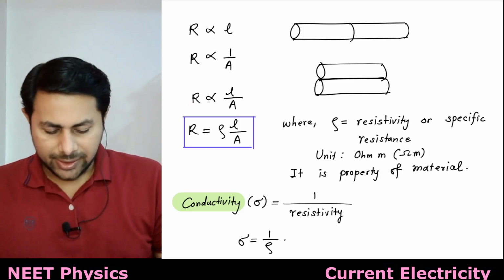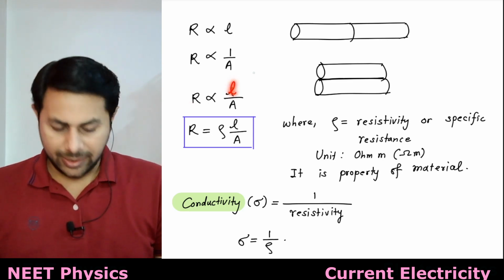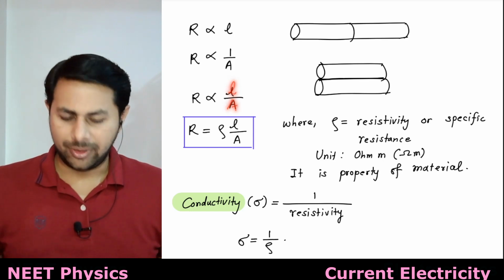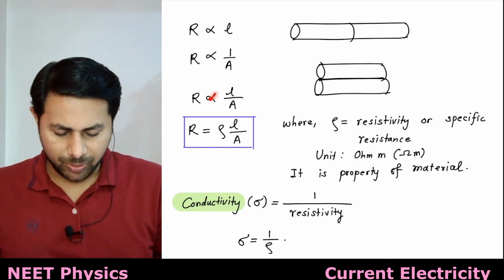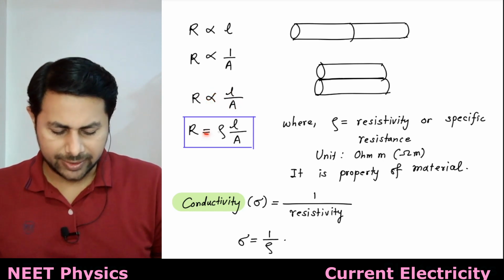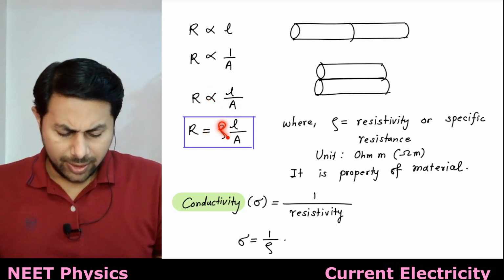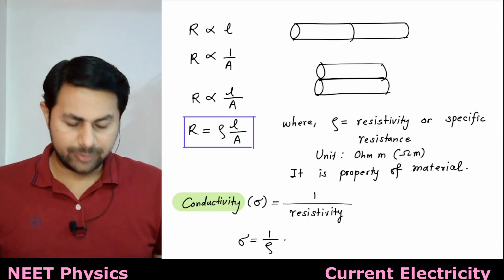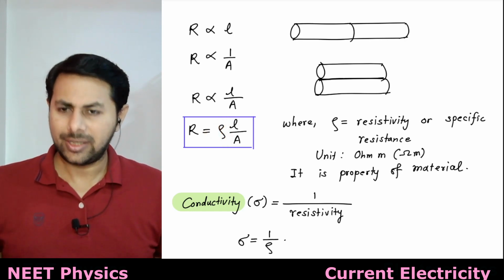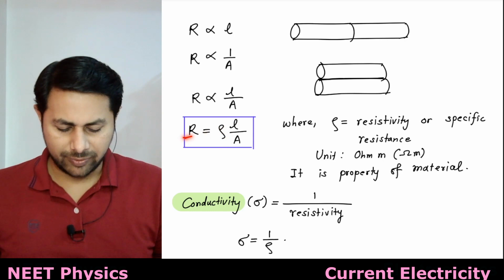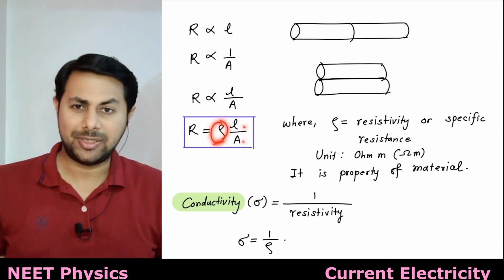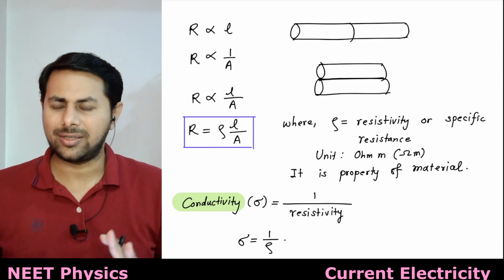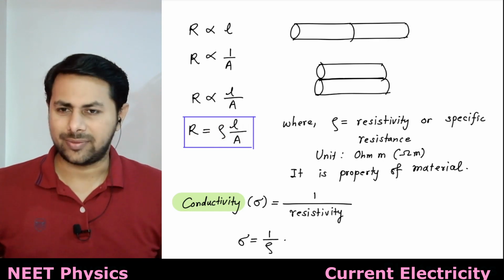So the resistance is directly proportional to length and inversely proportional to the area of cross section. If you remove the proportionality sign and put an equality sign, a constant will enter. That constant is known as the specific resistance or the resistivity. So R is equal to rho times L by A. This rho is called the specific resistance, or the resistivity of a conductor.